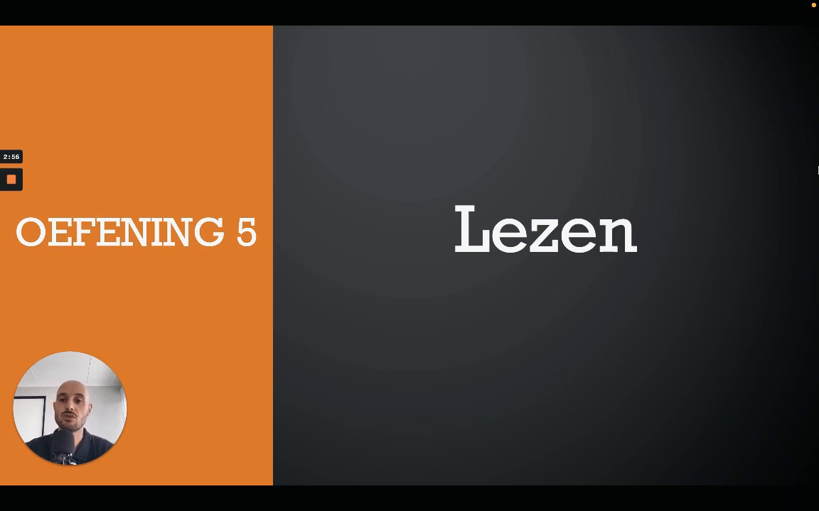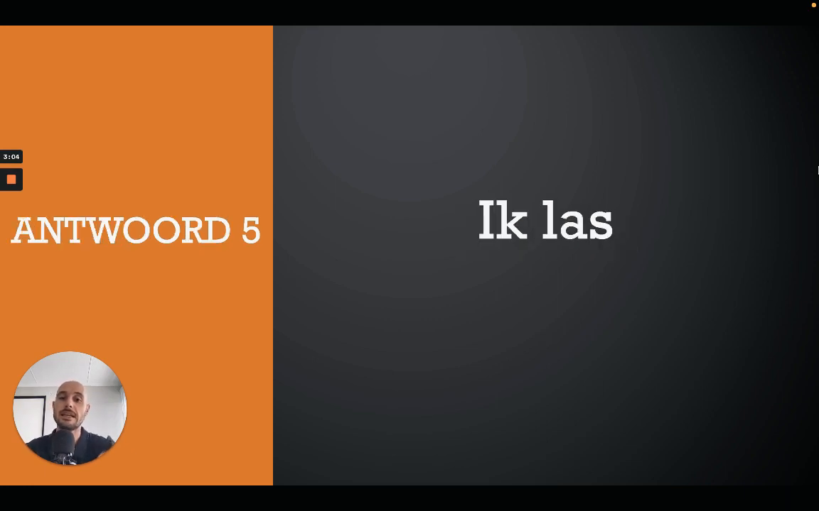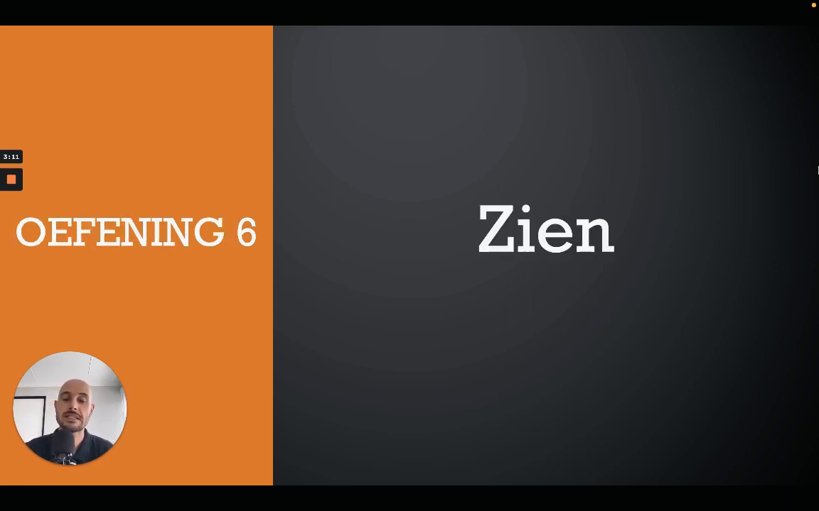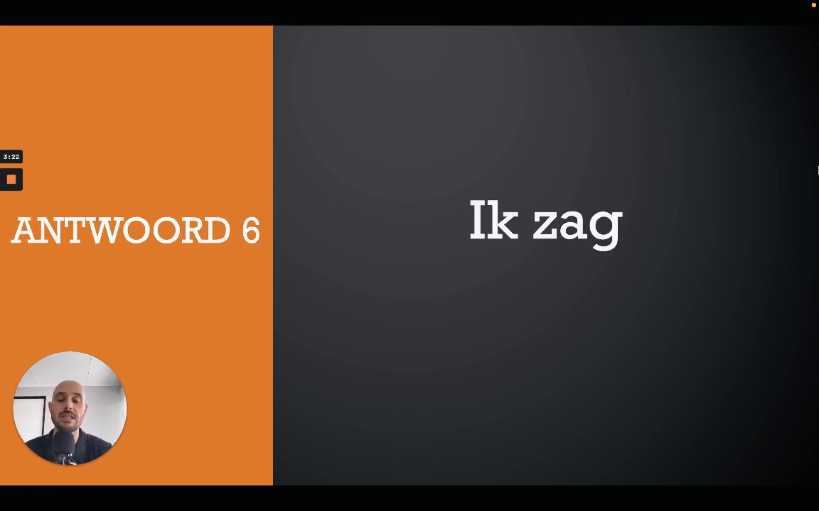We continue to number 5, lezen, of course, to read. So how would you say I read in Dutch? I read in Dutch is ik las. Ik las is I read. We go to number 6, and number 6 is the verb to see, zien, okay? So also irregular, and how would you say I saw in Dutch? The correct answer is coming your way, and that would be ik zag. So I saw is ik zag.